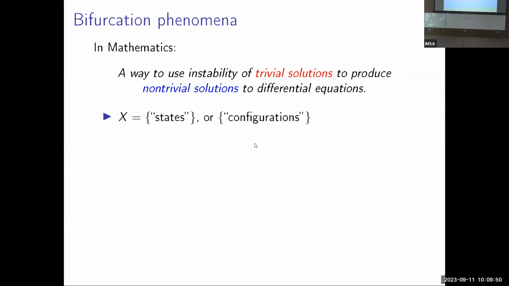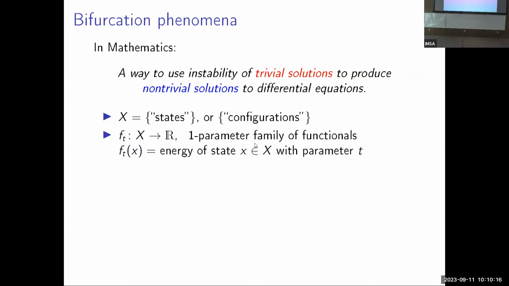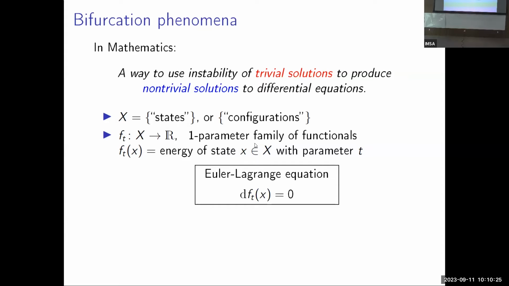You have a set X, which is the set of possible configurations of the system. This is typically a large infinite dimensional space, maybe Banach space or Hilbert space or something like that. And then you have a one parameter family of energy functionals. For each parameter t, you have a way of measuring the energy of some state. That's a real number. And so F_t of x is the energy of the state x at the value of the parameter t. And the solutions of the problem are critical points for this function F_t.